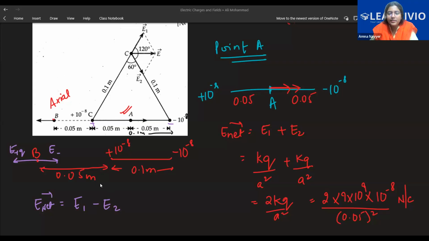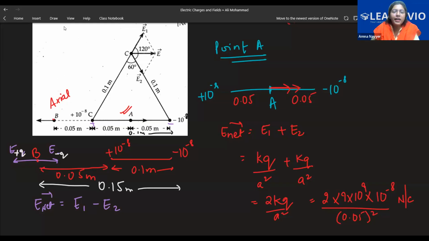And total distance will become 0.15 meters from the negative one, because our task is to calculate the net electric field at this B point. So at this B point, due to the negative charge, electric field will be pulled towards it, and due to the positive charge, electric field will be pushed away. So this is the negative charge and this is the positive charge that we have. It means the electric fields are in opposite directions. So we need to subtract the electric fields.